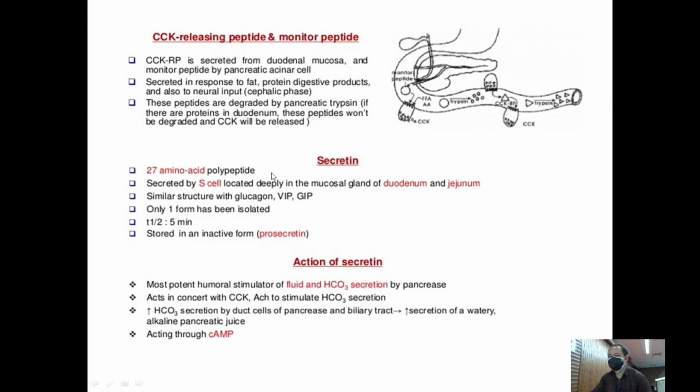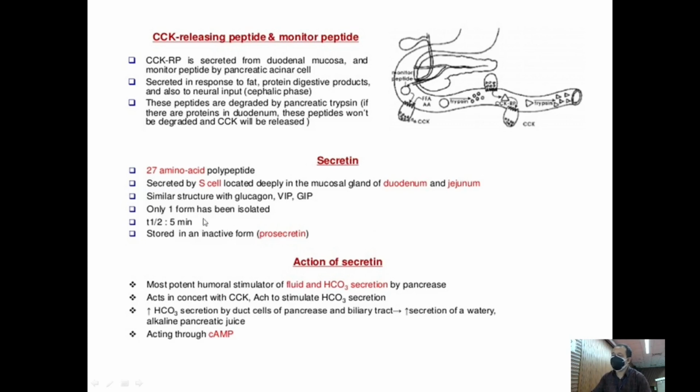Then secretin is another hormone. We don't have different forms of secretin. There is only one form, and it is a polypeptide of 27 amino acids. It is secreted by S cells located deeply in the mucosal glands of the duodenum and jejunum. This is therefore easy to remember: the cells that secrete secretin and CCK are both present in the duodenum and the jejunum. Secretin's chemical structure is similar to glucagon, VIP, and GIP. That's why they are clubbed in the same family. So only one form has been isolated.